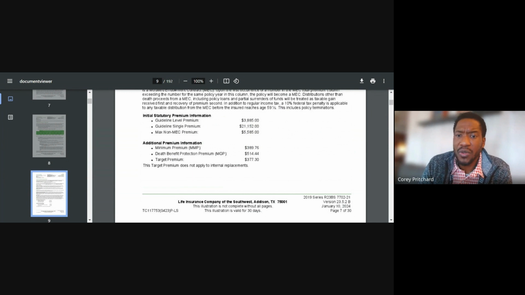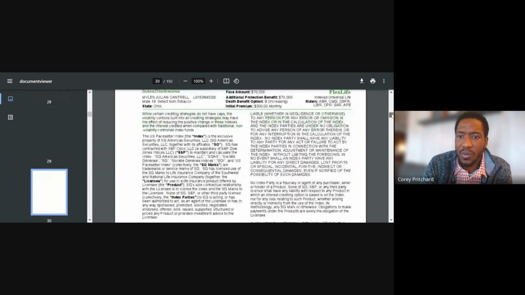For 10 years. They give you a 10-year guarantee that as long as you're paying $43 per month, the policy is not going to lapse, okay? So it's a beautiful thing to be able to understand that. So let me go all the way down. Are there other things that we can look at?